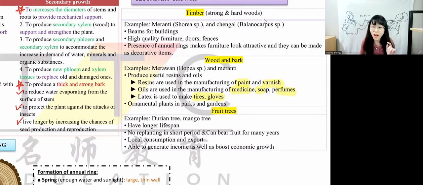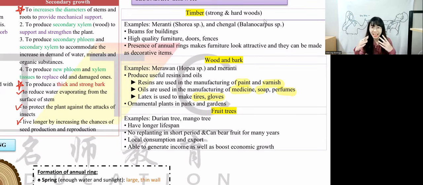Fruit trees. Malaysia has a lot of fruit trees. We have durian tree, mango tree, rambutan tree. All of these trees can be exported. When you can export, it means that we can earn money, either for local consumption or for export. Mango, okay, is not the most expensive one. The most expensive one is actually durian.